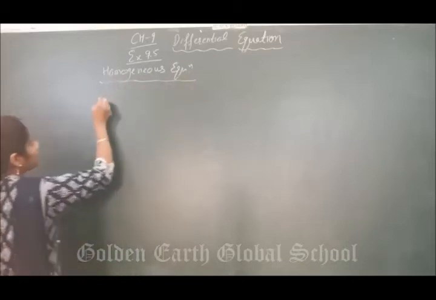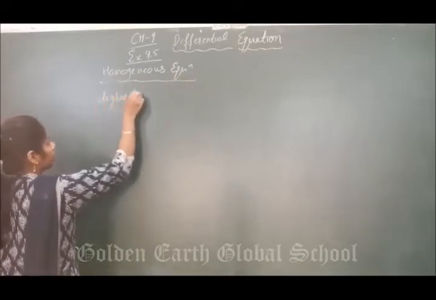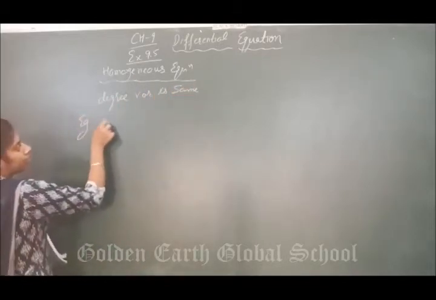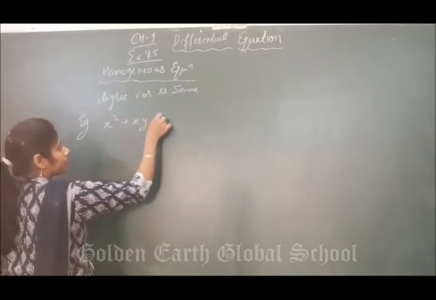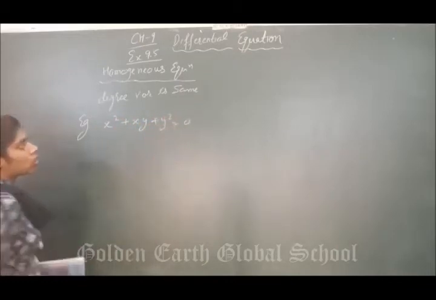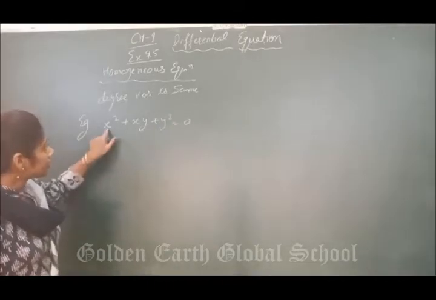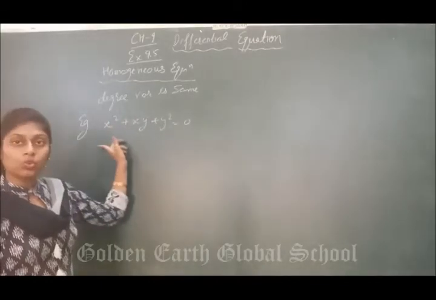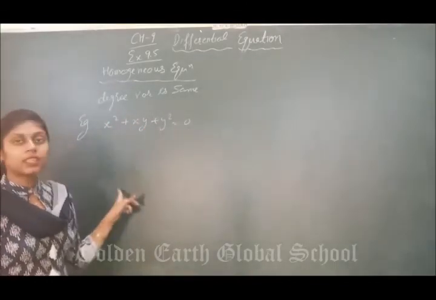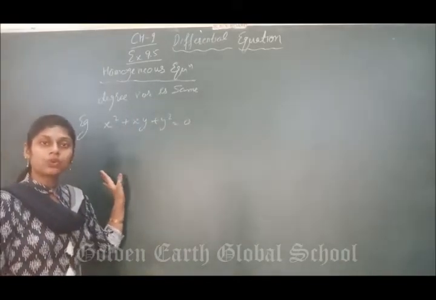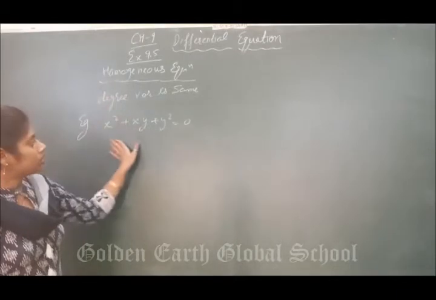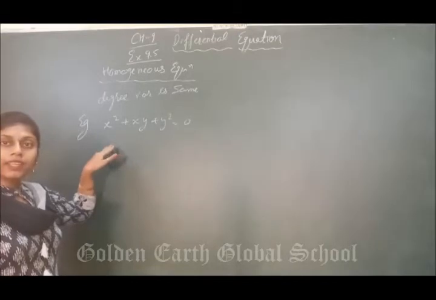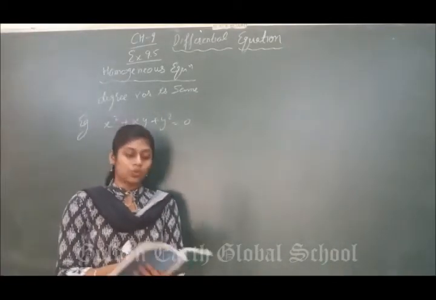Homogeneous equations are those in which the degree of each term is the same. For example, if I write x square plus xy plus y square equals 0, this is a homogeneous equation, because the degree of x square is 2, y square is 2, and xy is 1 plus 1, again 2. So throughout the equation the degree is the same. If it contains the derivative term dy by dx, then it becomes a homogeneous differential equation.